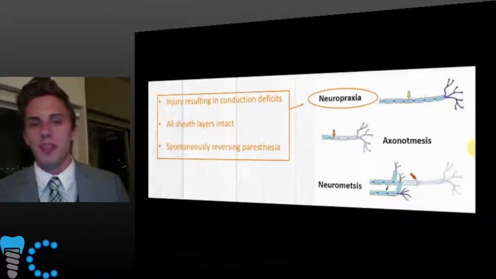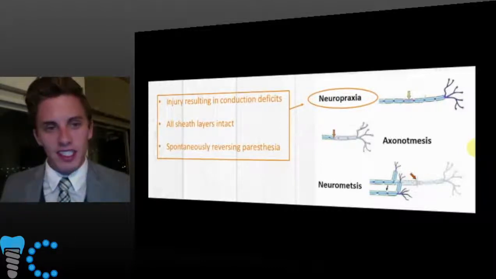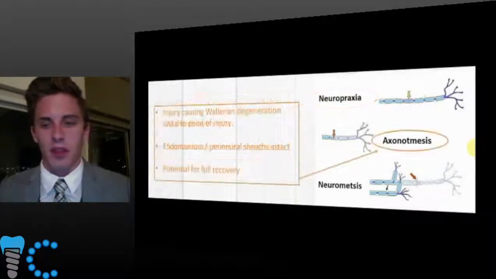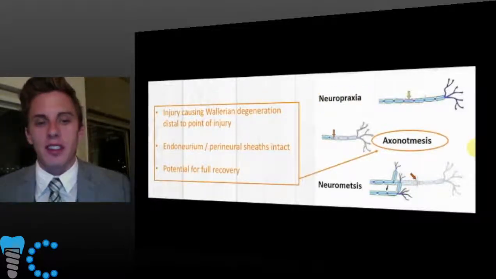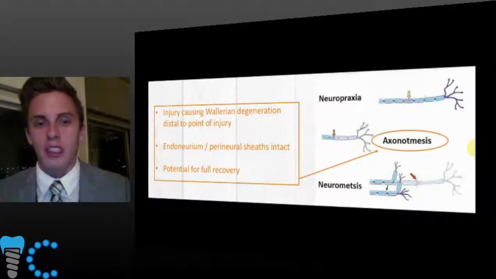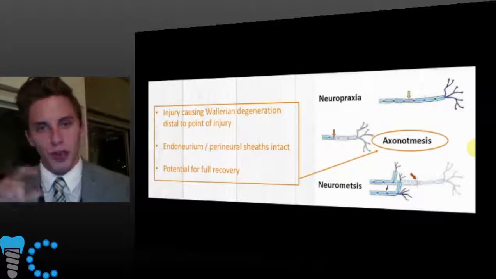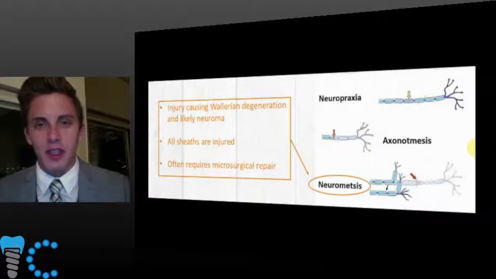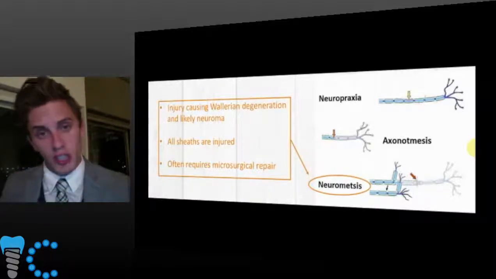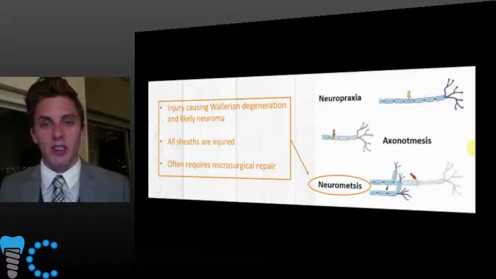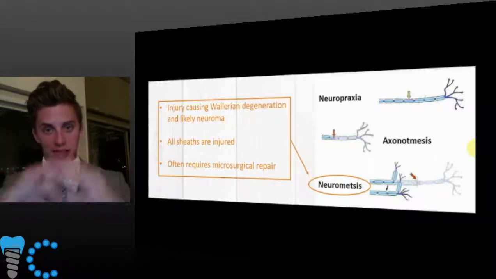So neuropraxia means that there is conduction deficits, however, all of the sheath layers are intact. With axonotmesis, the epineurium, or the outer coating, has been jeopardized. Therefore, there will be some regeneration issues at that point of injury. And lastly, the most severe, we have neurotmesis. Neurotmesis means that all of the sheaths are injured, and then we have to do microsurgical repair to bring 2 healthy ends together.